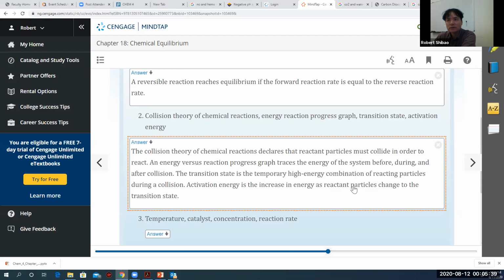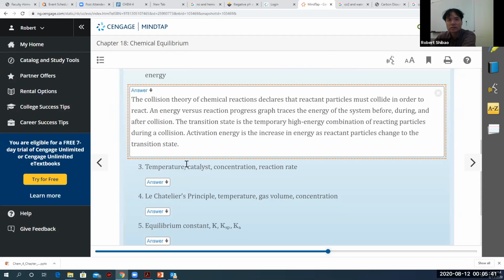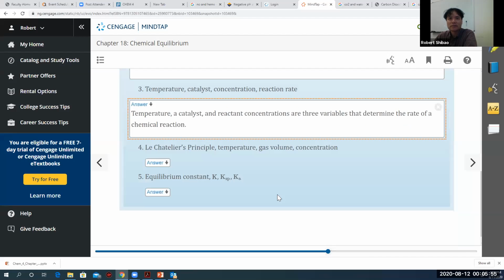Activation energy is the amount of energy required to make the transition state. And the transition state is a state where the bonds are breaking and the bonds are forming. That's what we need to get the product. Temperature, catalyst, concentration, reaction rate. So these are just little definitions. Le Chatelier's principle: temperature, gas, volume, concentration.